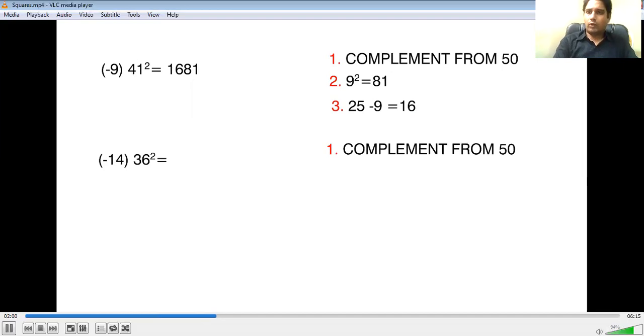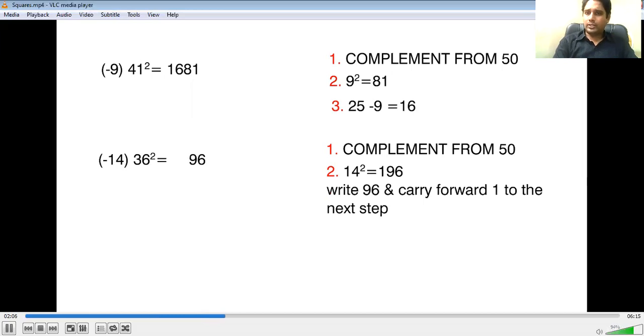Step 2, 14 square is 196. I'll be taking 96, 1 will be carried forward. Step 3, 25 minus 14 is 11. Add 1 to it, which becomes 12. And now 1296 becomes my answer.